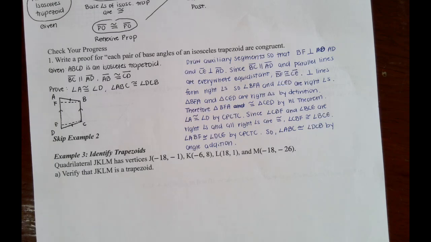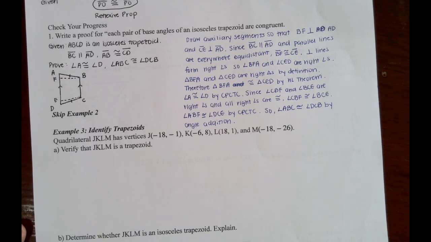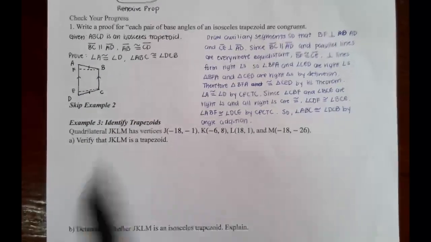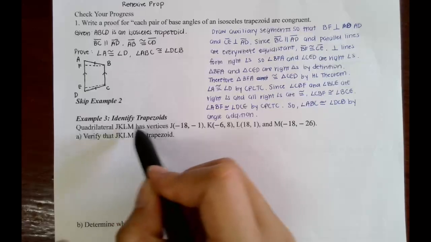Okay. So we have a quadrilateral here, JKLM. It has these vertices: J at negative 18, negative 1; K at negative 6, 8; L at 18, 1; and M at negative 18, negative 26. We're going to verify that JKLM is a trapezoid, and how we're going to do that is we're going to find one pair of parallel lines. Okay, so based on how it's named, that's how it's connected.